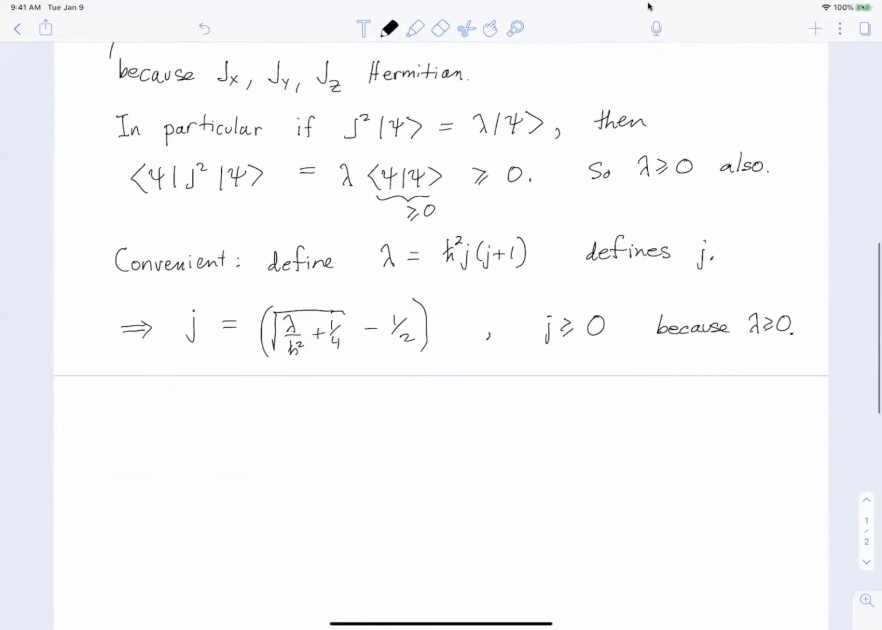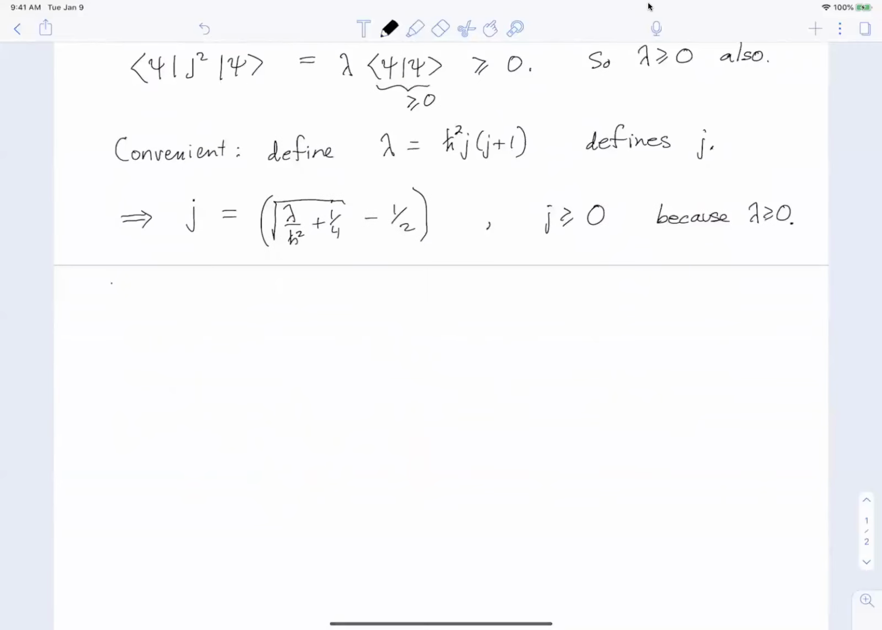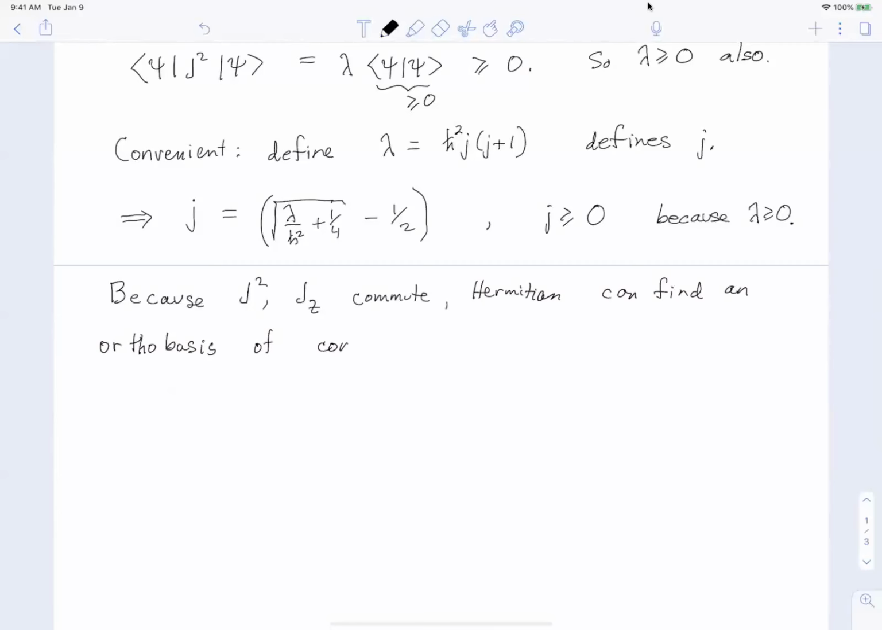All right, now, because j squared and j sub z are Hermitian, and they commute, we can choose, if we want to, an orthobasis of their common eigenstates. We had a theorem to that effect. We can find an orthobasis of common eigenstates.